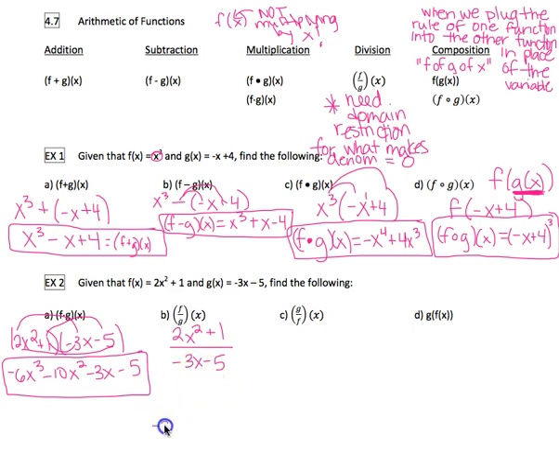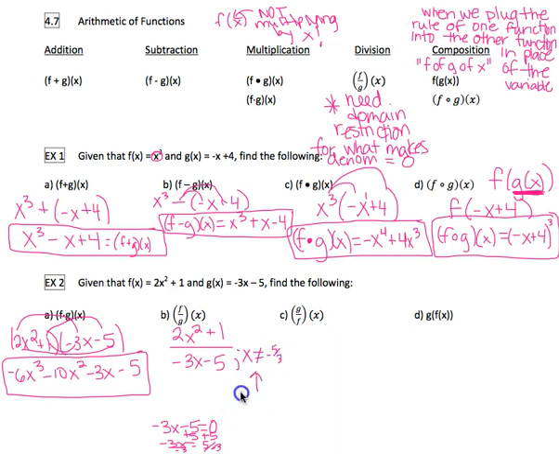So what we do is we take the denominator and we set it equal to 0. So we'd add 5, which gives us negative 3x equals 5. Then we divide by negative 3, and that gives us negative 5/3. And so what we have to write is x not equal to negative 5/3.